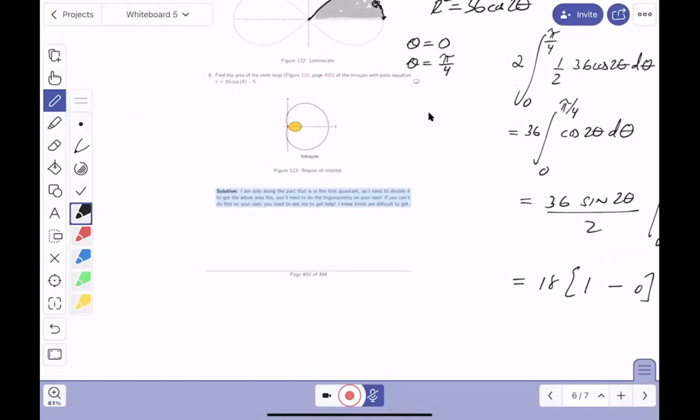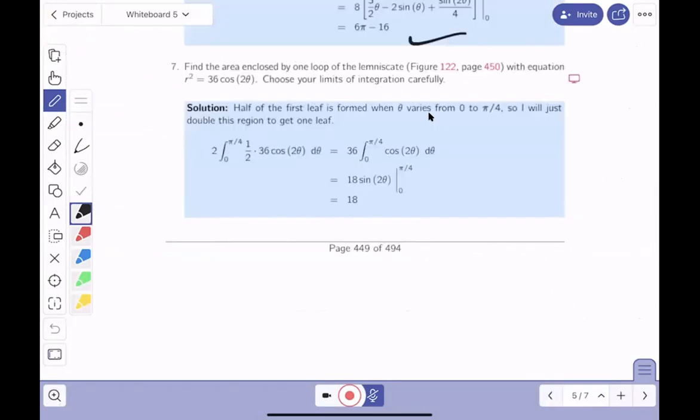Let's see what they got. It's on the other page, I guess. Yeah, 18. I feel good about that. Okay, let's keep going.